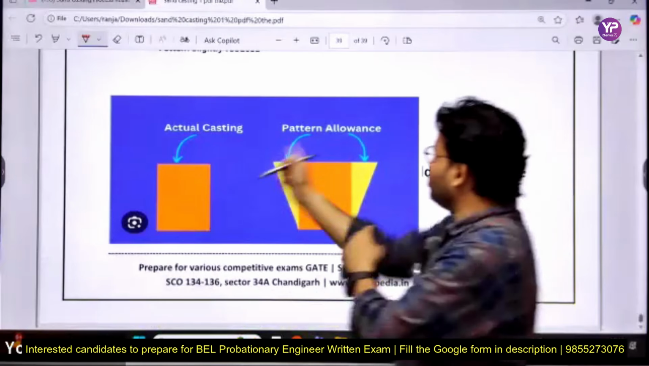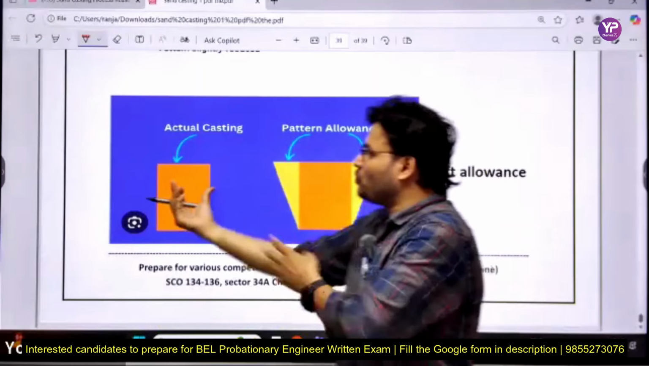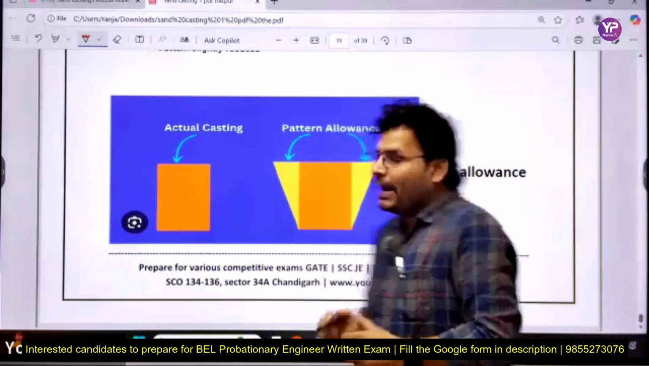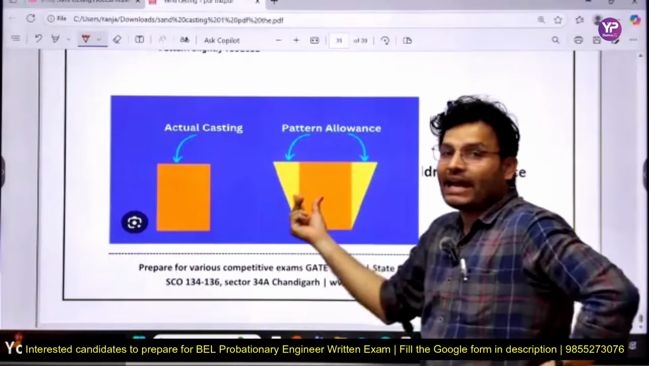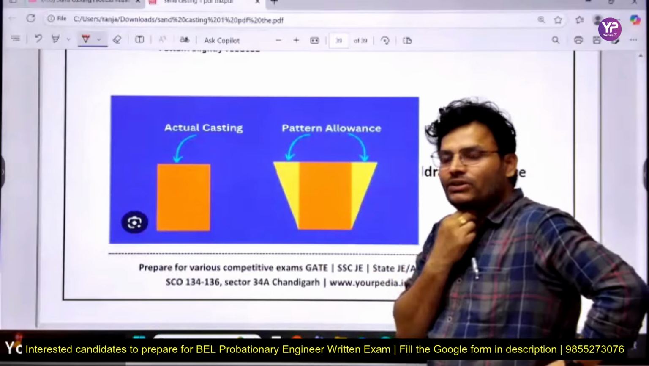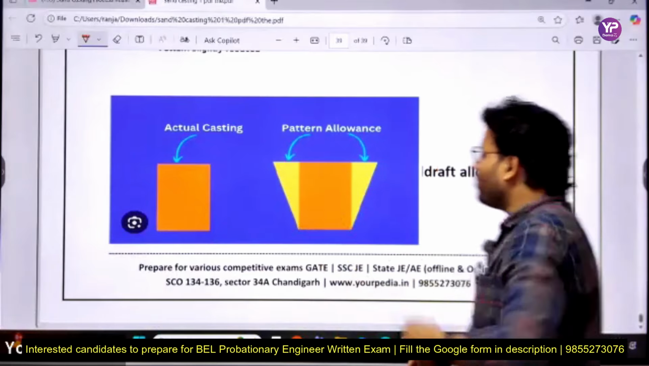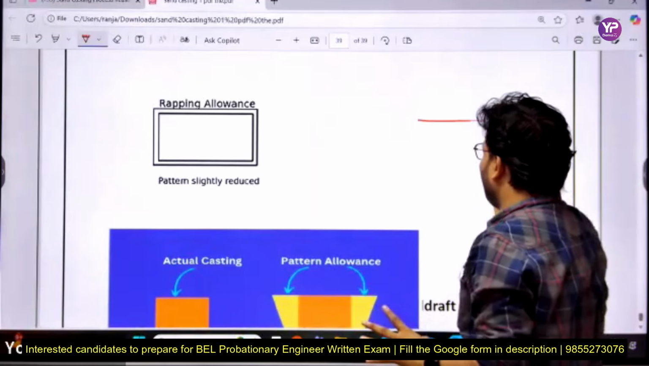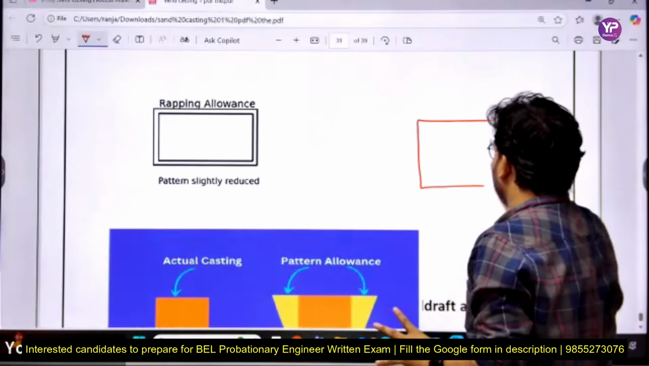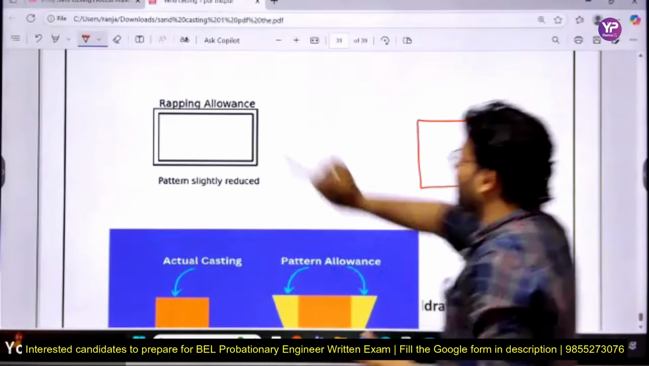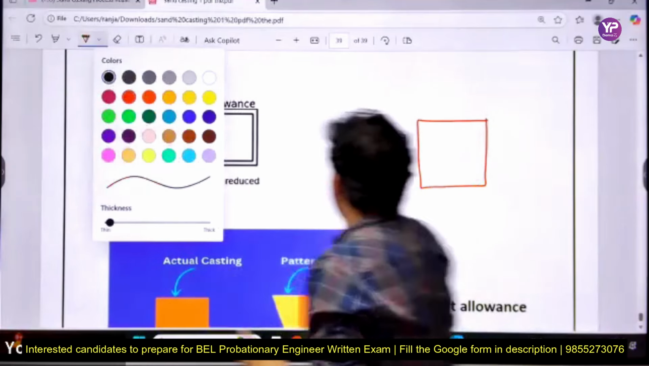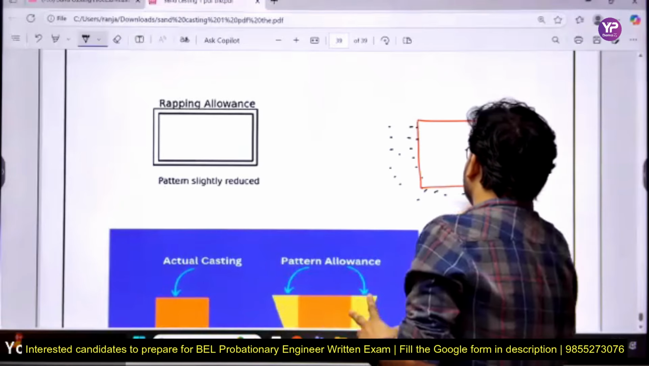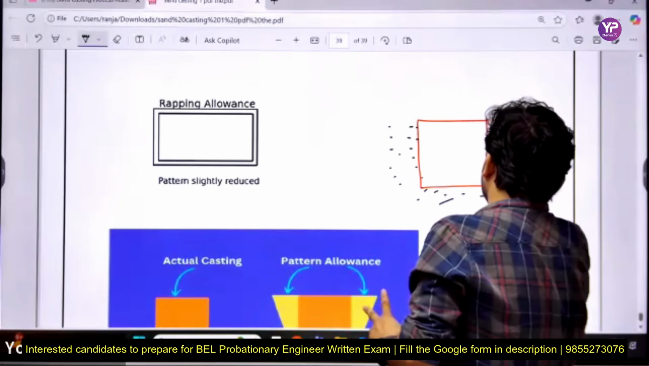Yeah. See, this is your actual casting that you need, and you will make a pattern like that. Now you can ask, why, sir? Why do I have to make it like that? You know, my dear friends, just think. Suppose that is the pattern you have made, and it is inside the sand. Obviously, all of that is sand, black sand, right?